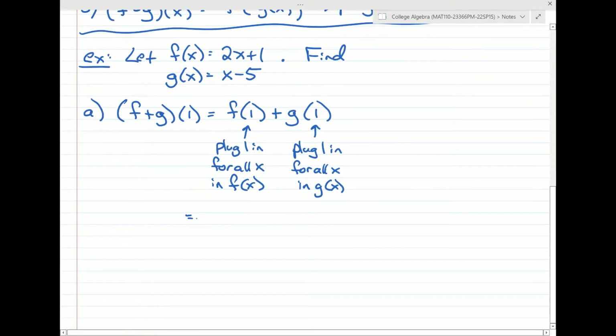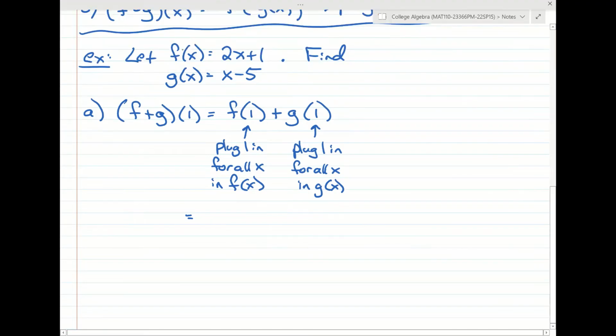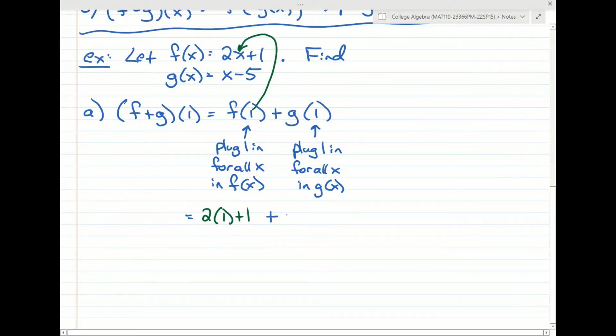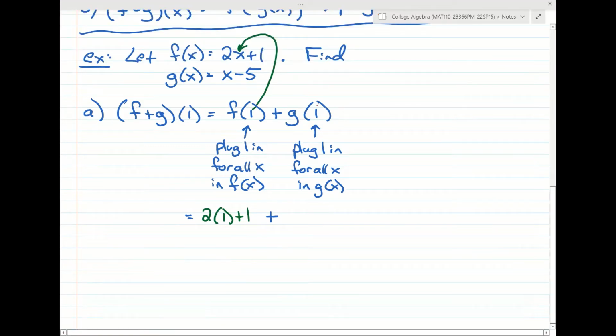Let's go ahead and do that. I'll maybe use different colors, at least for the first example. f of 1 means we're going to put 1 in for the x right here. So this means we're going to do 2 times 1 plus 1, plus g of 1, meaning we're going to plug 1 in for the x in g: 1 minus 5.